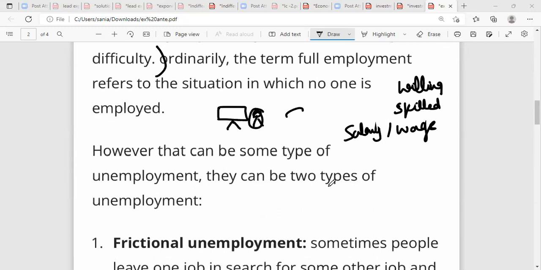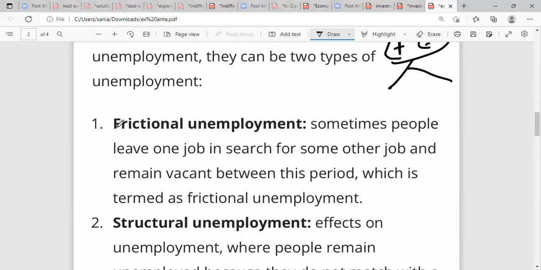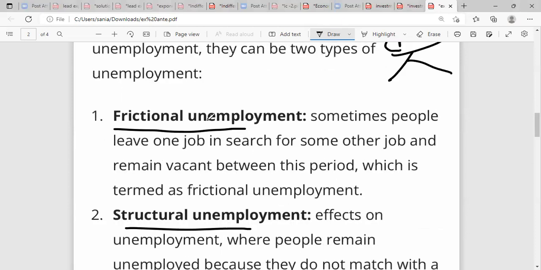Now see, over here is full employment, right? Under full employment itself, you have two types of unemployment. So, ma'am, what is that unemployment? First is frictional and second one is structural. So, ma'am, what is frictional unemployment?